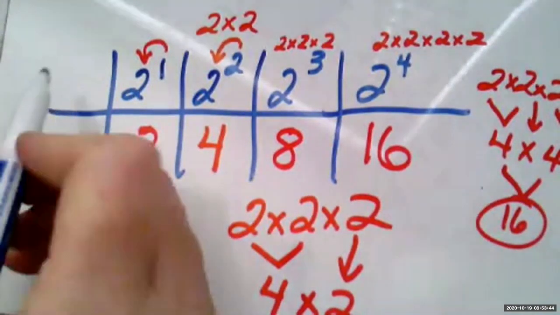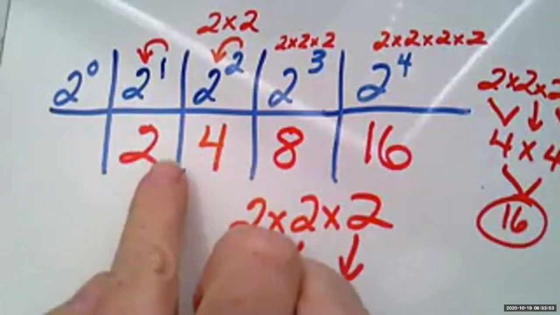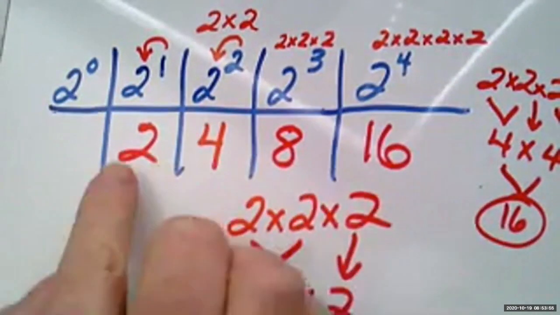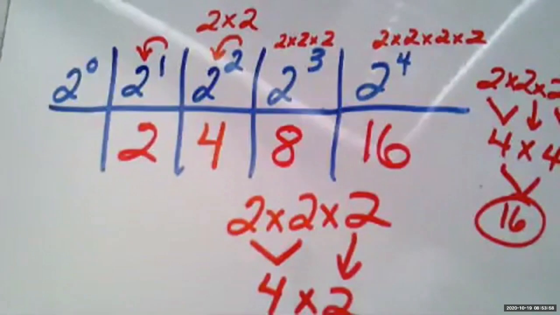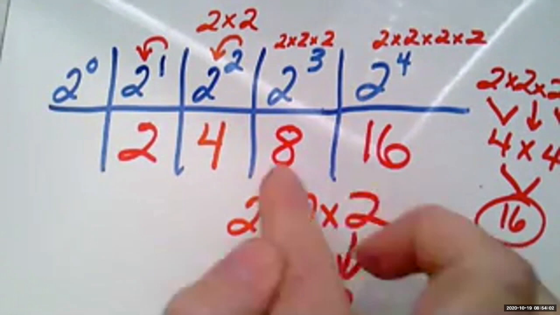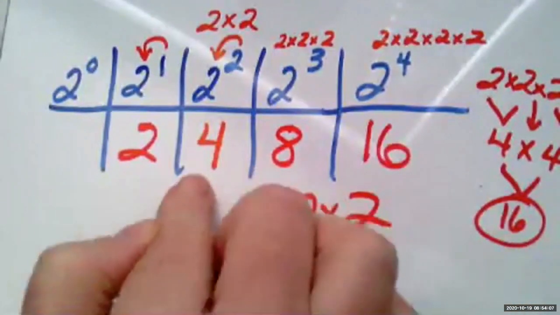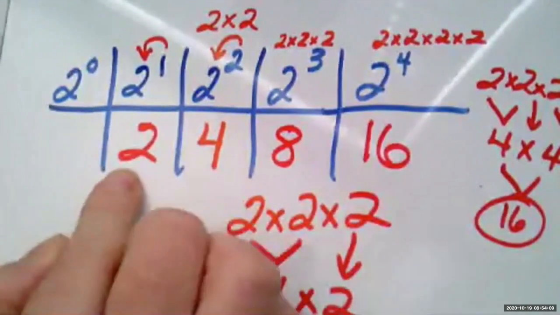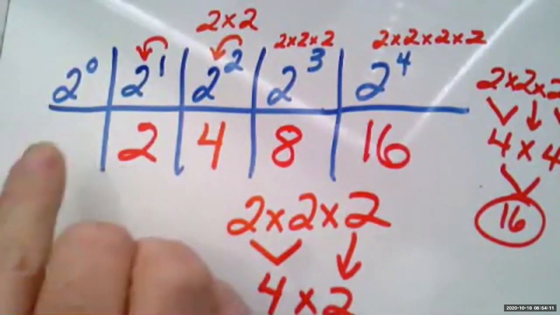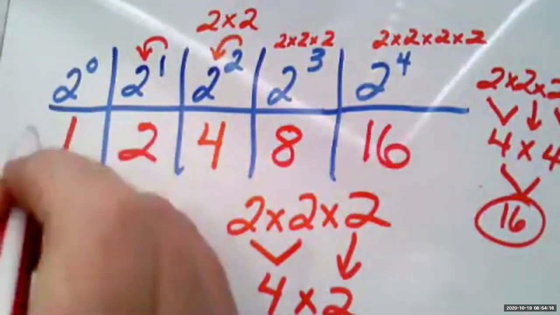I'm going to back it up one more time because I have one more slot right here. 2 to the 0 power. See if you can find it from the pattern that's developing going backwards here. You start with 16. What's half of 16? 8. What's half of 8? 4. What's half of 4? 2. What's half of 2? Yes, half of 2 is 1.